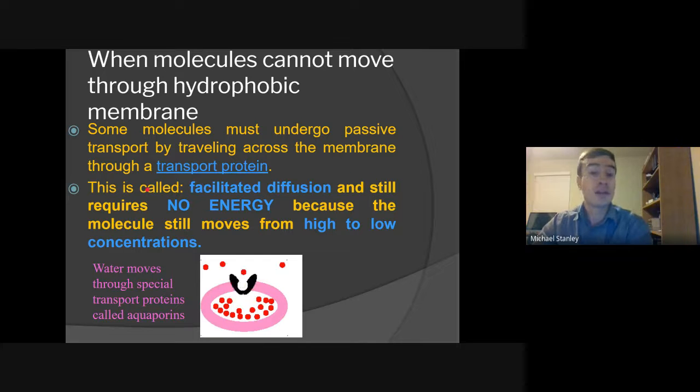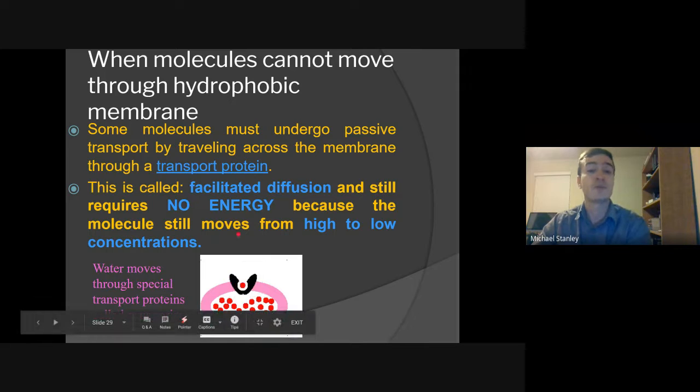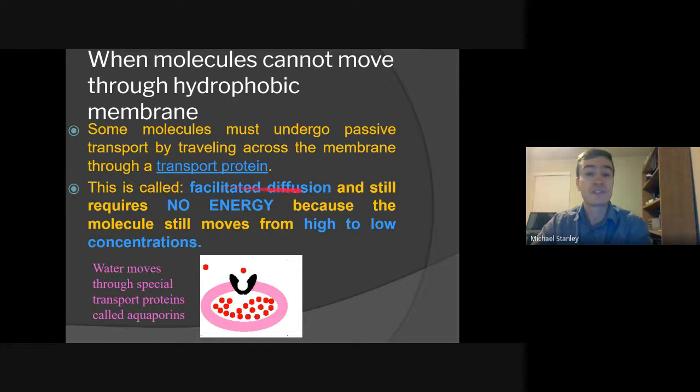In a lot of cases, stuff is able to naturally move into or out of the cell. Because it is diffusing and not using any energy, but it's still helped by these transport proteins, it's called facilitated diffusion. The particles, the molecules, are still moving from high concentration to low concentration. They're still going from a concentrated to a less concentrated area.